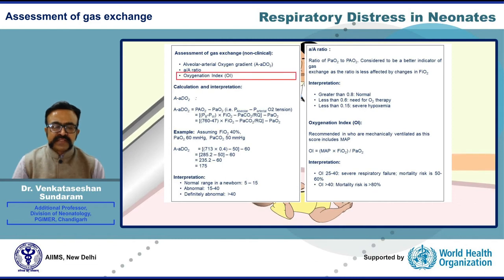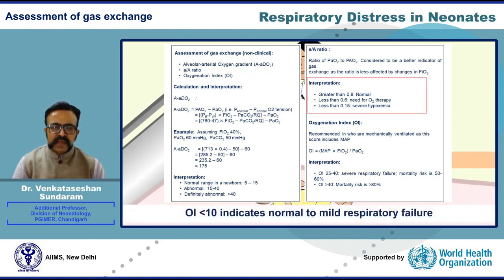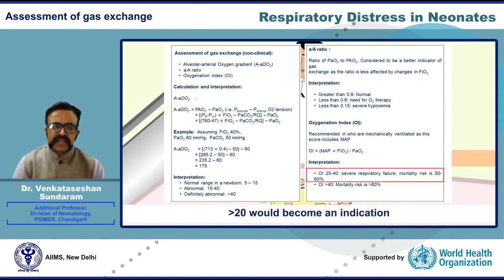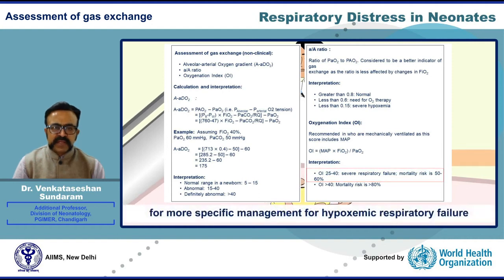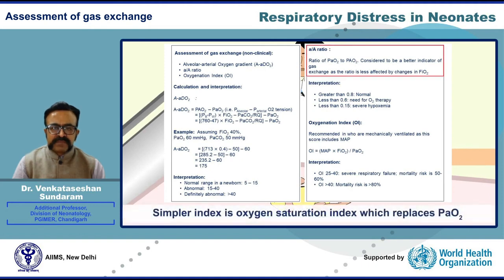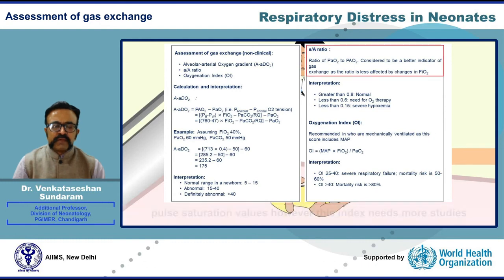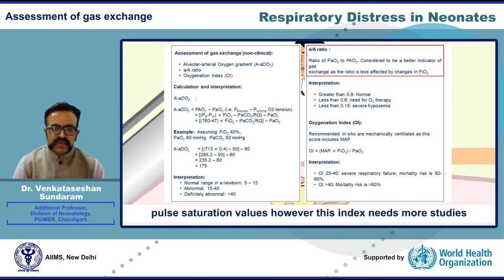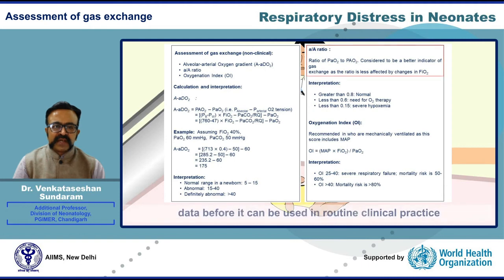Oxygenation index is another measure and probably a better measure of oxygenation in mechanically ventilated neonates. Generally, an OI of less than 10 indicates normal to mild respiratory failure, and more than 20 would become an indication for more specific management for hypoxemic respiratory failure. A more recent and simpler index is the oxygen saturation index, which replaces PaO2 with pulse saturation values. However, this index needs more studies and data before it can be used in routine clinical practice.